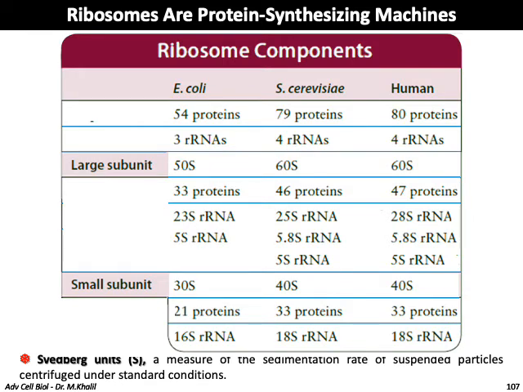So what's the Svedberg unit S? The Svedberg unit is a measure of the sedimentation rate of the suspended particles of the protein of the small and large subunits under standard conditions. And actually it's named based on the scientist who put the nomenclature for that, Svedberg.